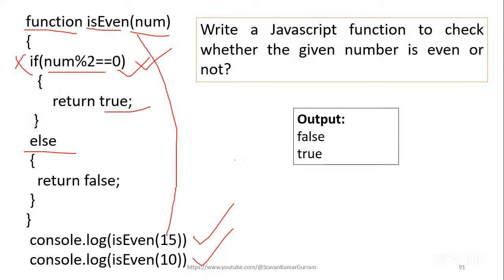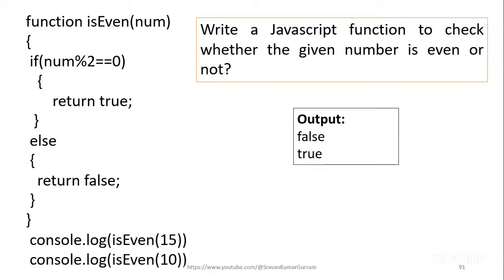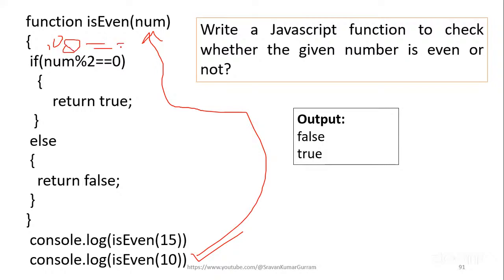After executing this, you can try with different values. For example, in the second example, I am calling the same function with the value 10. So the 10 will be passed to this place. 10 modulus 2 is equal to 0. Yes, obviously true. 10 modulus 2 means 2 fives are 10, remainder 0. So the remainder is 0, and 0 is equal to 0. Obviously true.